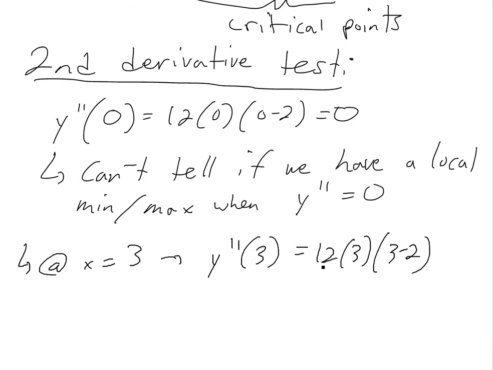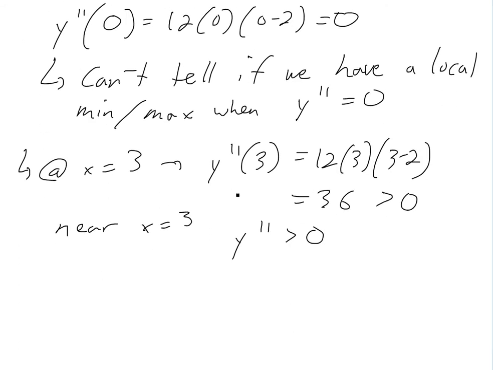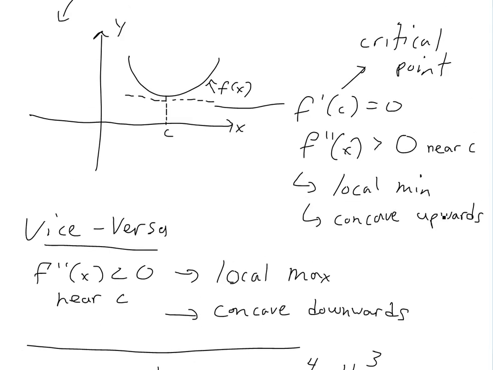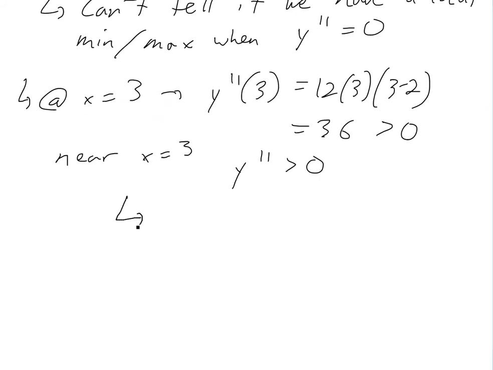Well, this one is just 12 times 3 is 36, 3 times 2 is 1, so we're just going to have 36 here. And this one is greater than 0, so we could assume that near x equals 3, the second derivative is going to be greater than 0, so anywhere close to it. So then this one should be, as I stated here, if it's greater than 0, then this is the local minimum. So then we could just write down this is local minimum here.